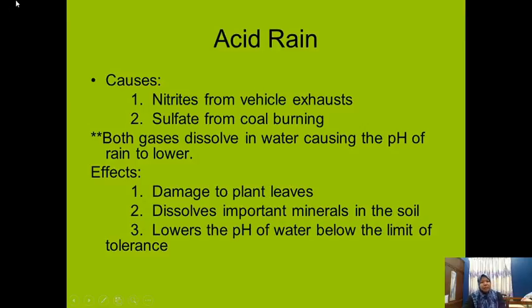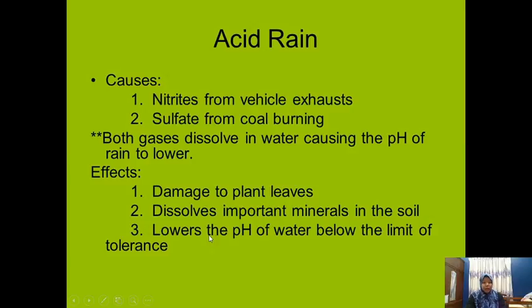So the additional information for acid rain causes: the nitrates from the vehicle exhaust, sulfate from coal burning. So both gases dissolve in water, causing the pH of rain to lower. Okay, bila kita tahu bila pH rendah, so maksudnya acid tu kuat. So the effects, it will damage the plant leaves. Okay, dia akan memusnahkan daun bagi tumbuhan tadi. So dissolve the important minerals in the soil. Okay, dia akan melarutkan di sini, dissolve, okey. Pelbagai jenis mineral yang penting ke dalam tanah.